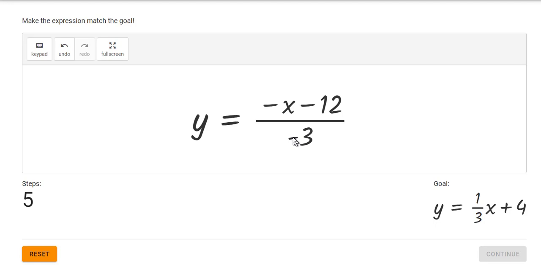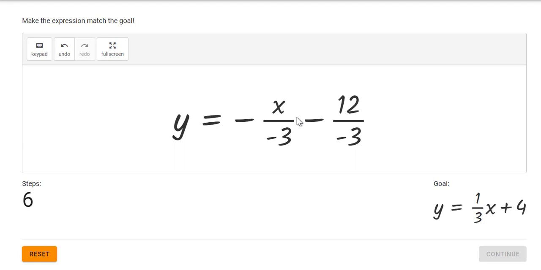Okay, so let's see. What can we do on the right-hand side? I have the negative x that's being divided by negative 3, and I have the negative 12 that's being divided by negative 3. And I could do that, but I want to do it all together. I'm going to drag the whole thing down so it comes down, and I'm going to divvy it up. I'm going to say, all right, you do the x first, and then you do the 12 next, okay? So we're going to do the negative x first, and then the negative 12. There we go.